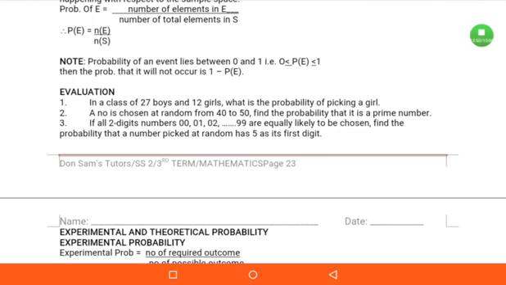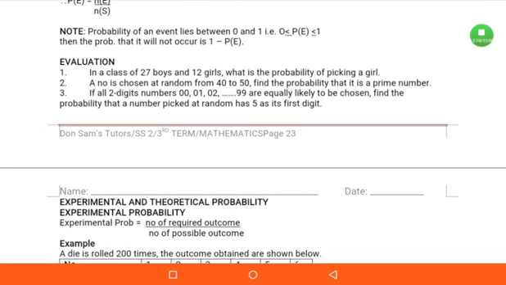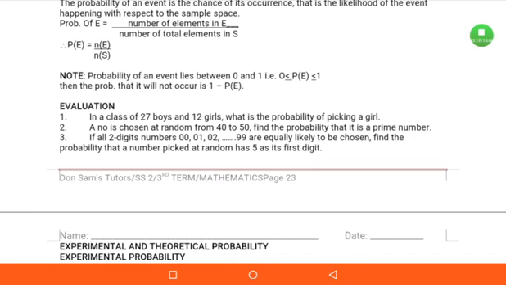Now, number 3. If all 2-digit numbers 00, 01, 02 up to 99 are equally likely to be chosen, find the probability that a number picked at random has 5 as its first digit. So you must first find all the numbers that have 5 as their first digit. An example is what? 50, 51, 52, 53. Then your sample space should be what? From 01 to 99 alone is 99. Now because 00 is there, you have 100.